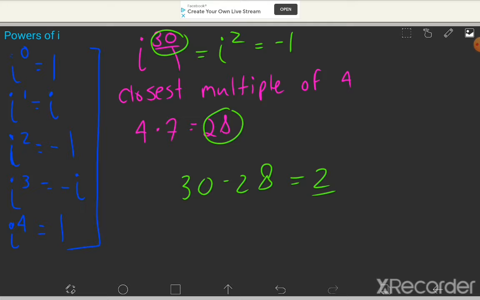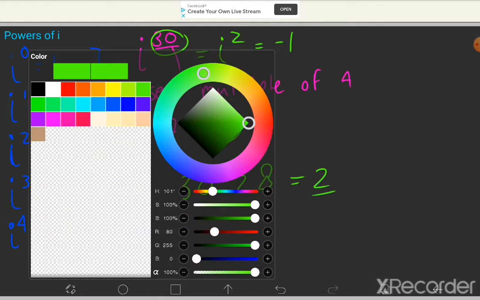So yeah, you can solve any power of i equation by remembering the powers of i up to the 4th power. And this trick works on anything. Let me do another example.